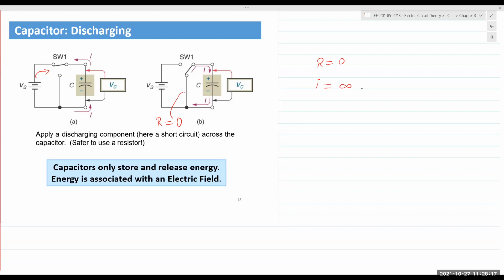So it's always safer to use a resistor. So you plug a resistor across the terminals of the capacitor. The capacitor energy is discharged to the resistor. The resistor dissipates it in the form of heat. It doesn't matter how small the resistor is, as long as it's present, it will help in keeping the current limited, right?